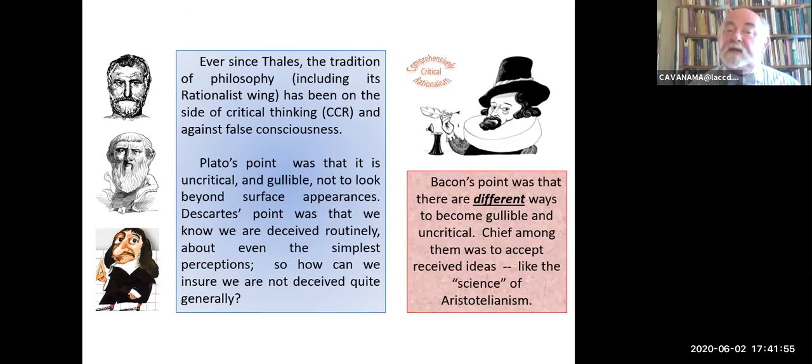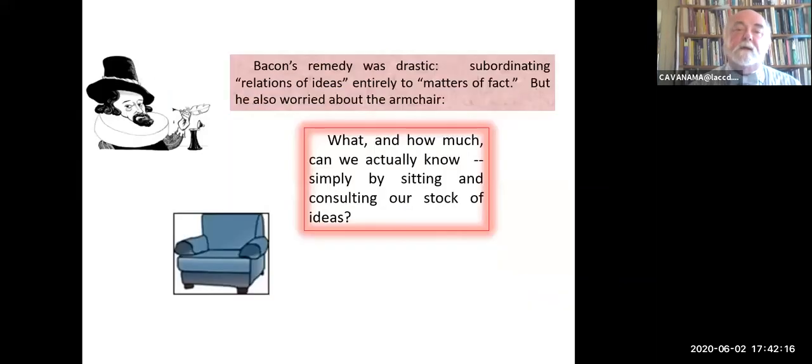Plato's point was that it was uncritical and gullible not to look beyond the surface appearances. Descartes' point is that we're deceived routinely, so try not to be deceived routinely. Bacon's point is that there are different ways to become gullible and uncritical. And for him, chief among them was to accept received ideas. So they're all trying to avoid gullibility. They have different takes on what it takes to do that. Bacon's remedy was drastic, subordinating relations of ideas entirely to matters of fact.